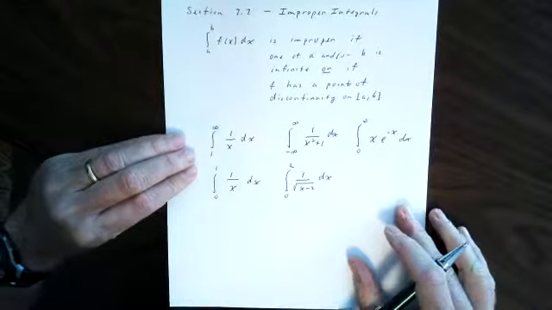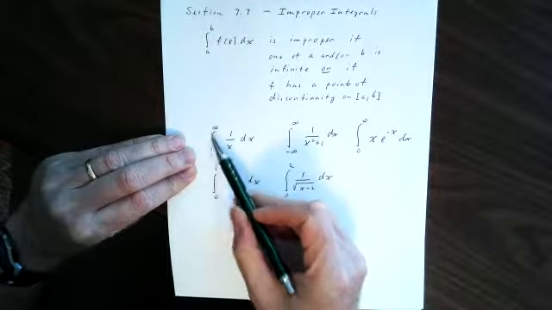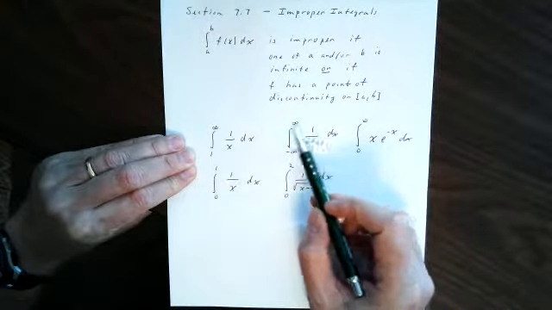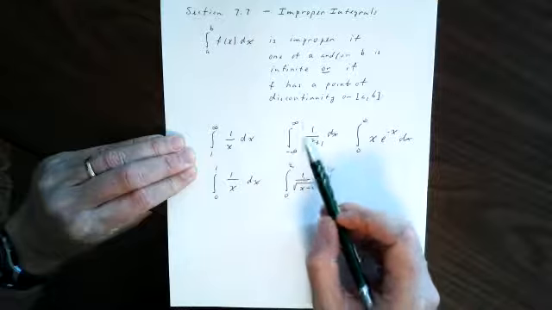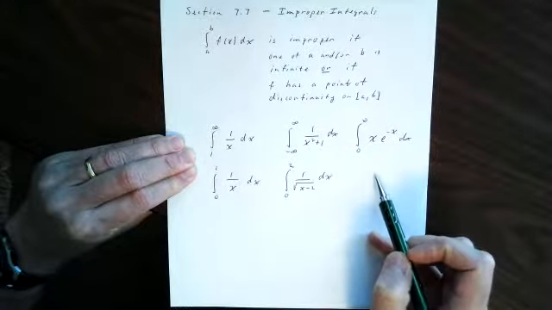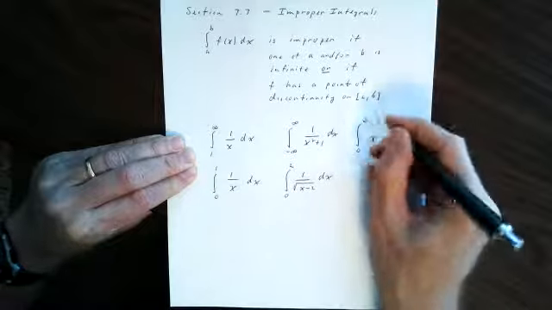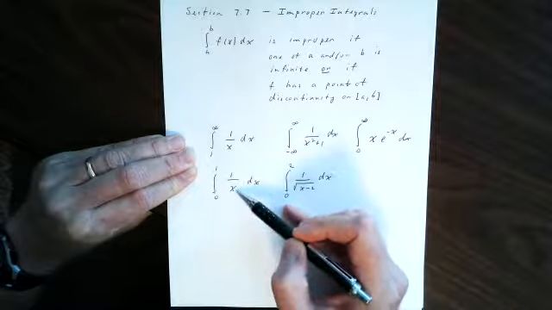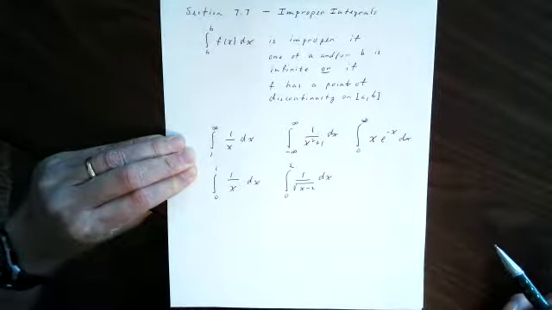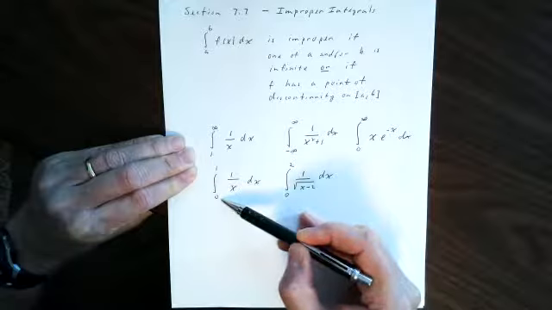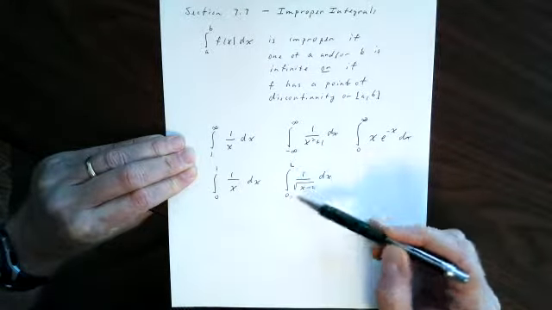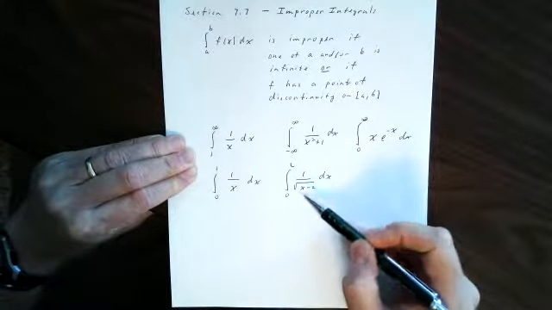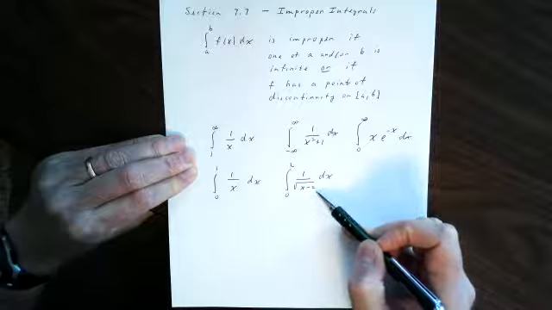Other examples of improper integrals. 1 over x, the integral of that from 1 to infinity. It's improper because one of the endpoints is infinite. The same thing is true about this, the integral from minus infinity to infinity, 1 over x squared plus 1. Or the integral from 0 out to infinity of x e to the negative x. 1 over x from x equals 0 to x equals 1 is also improper because 1 over x is undefined at the origin. The integral of 1 over the square root of x minus 2 from 0 to 2 is an improper integral because this function is undefined at 2.